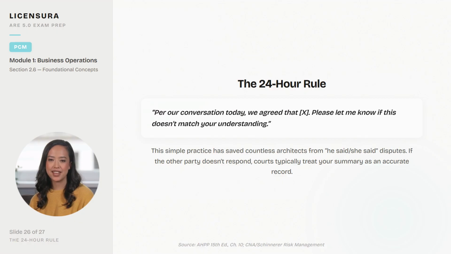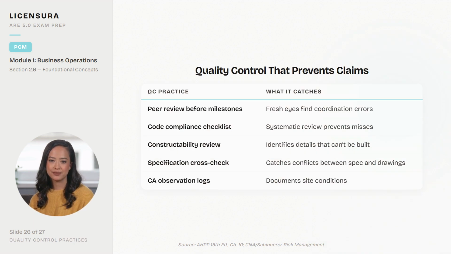There's a simple habit that can make a real difference. Call it the 24-hour rule. After any important conversation with a client, a contractor, a consultant, send a confirming email that says, "Per our conversation today, we agreed that X. Please let me know if this doesn't match your understanding." That one sentence, sent consistently, has protected countless architects from disputes. If the other party doesn't respond, courts typically treat your summary as an accurate record of the conversation.